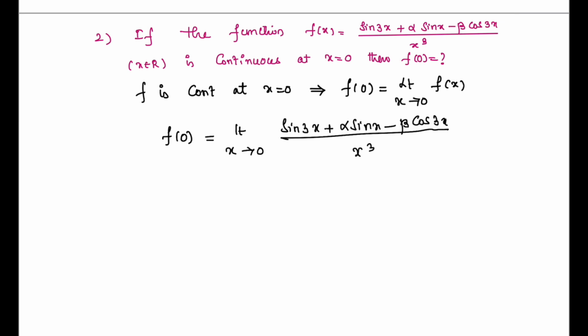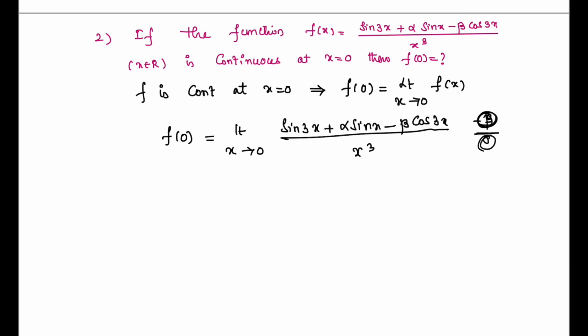Now here you see x is moving towards 0. If you do direct substitution of x equal to 0, sin 0 is 0, this is also sin 0, which is 0, and cos 0 is 1. So the numerator value is going to be finally minus beta, and of course x cube is 0. So we are going to get minus beta by 0, which is infinity, if beta is not equal to 0. So if beta is not equal to 0, the limit value is infinity, so it is undefined, the limit is not defined. If you want to get the limit value, beta should be 0.